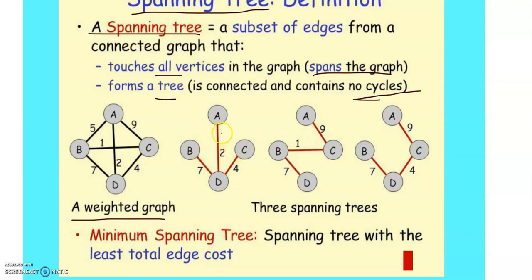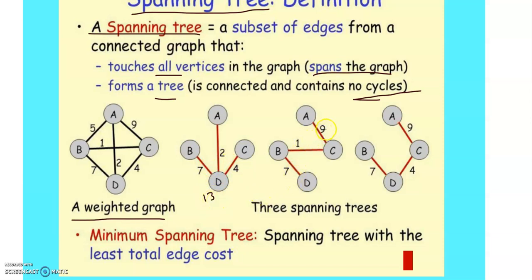Therefore this is a spanning tree, which means you should touch all the vertices, all the vertices should be covered by the edges, and it should be connected and it should not have any cycle. That's why this is a spanning tree. This is also a spanning tree. This is also a spanning tree. Okay, now you see the weights of the edges. Now you see 7, 2, 4. So 7 plus 2, 9, plus 4, 13.